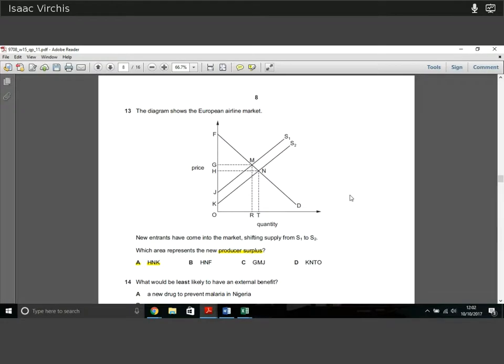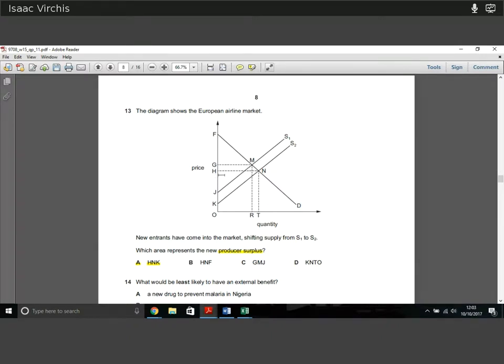So here we can see originally where the price was G. So that's where S1 meets demand, point M. You have point J, that's the point there, this triangle here. So producer surplus is the difference between the price that some suppliers were happy to supply at, this price here, times to that area there.